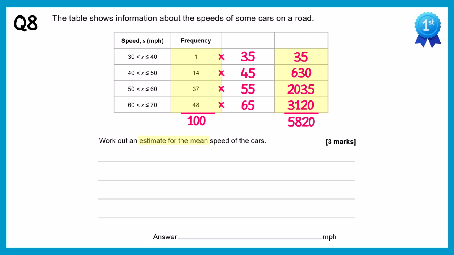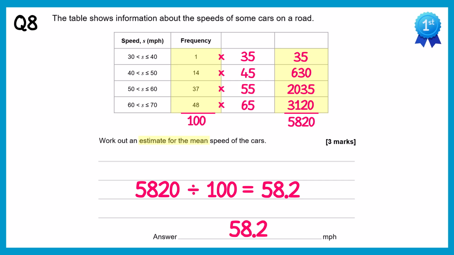This represents an estimate for the total speed of all of the cars. To find the mean, we do the total speed of all of the cars, 5,820, divided by how many cars there were, 100. And this gives you the answer 58.2, which is the answer to the question.